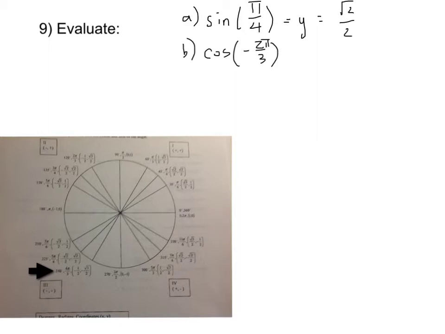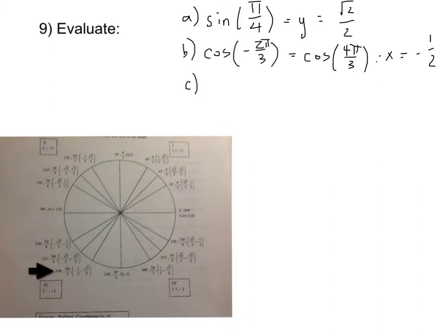So this value here is equivalent to the cosine of 4 pi over 3. That's the coterminal angle. And the cosine, of course, is equal to the x-coordinate, and if we look at the x-coordinate at 4 pi over 3, that is equal to negative 1/2. So that would be our answer for part B.